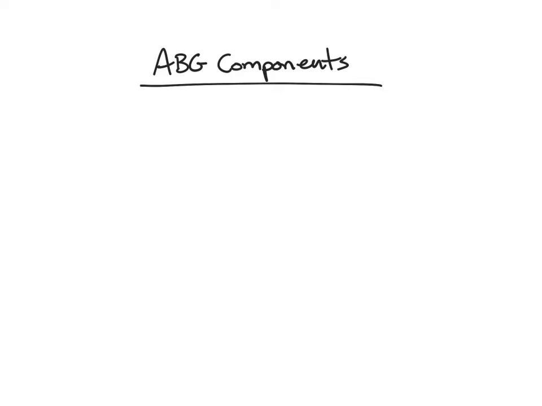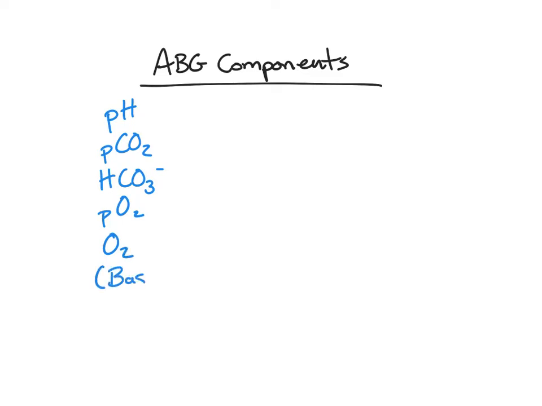Once you've drawn the ABG and you have your results back, these are the components that you'll typically see. First, the pH, then the PCO2, the bicarbonate level, the PO2, the O2 saturation, and sometimes you'll also receive a base excess. Let's look at each of these individual components in more detail.